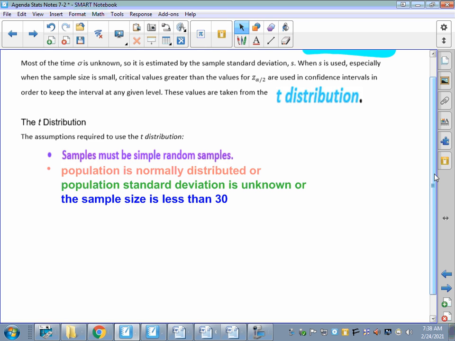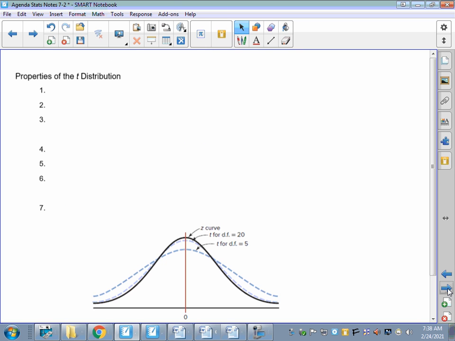So let's talk for a minute about the T distribution and what it looks like. I've got this picture up here, and doesn't the T distribution look a whole lot like our Z? It's a symmetric curve. Our T distribution is still bell-shaped. Notice the dark line on my curve here is my Z curve. That's what we've been using up until now. And these dotted blue lines are T curves. They say T for DF equals 20 and DF equals 5. Let's talk about that in a minute. But it is a bell shape.